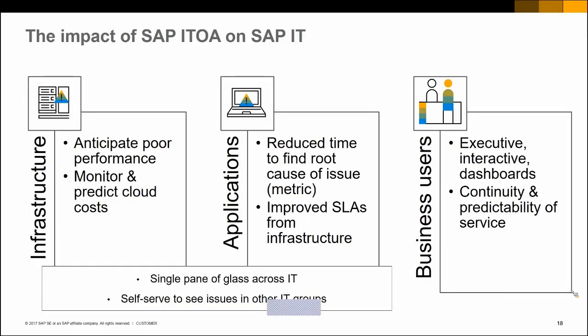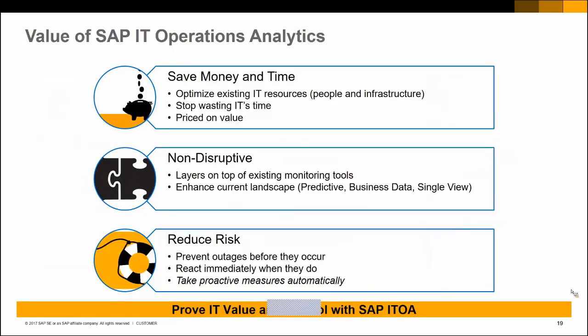The impact on SAP IT has been fairly substantive when you take a look at what's happening. Whether you're anticipating poor performance and monitoring to predict cloud costs, you're reducing time to find root cause, you're improving SLAs, and you have that executive board interaction so that you're able to get that single pane of glass view that services a number of groups and a number of needs. So SAP IT Operations can bring value. It saves time and money.